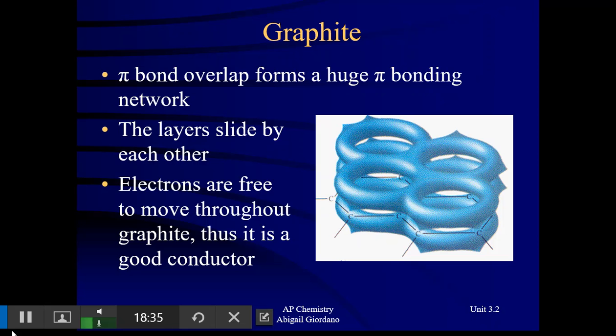The layers slide by each other and there is room for electrons to move around. So graphite is a good conductor. You do not want to put your pencil into the electrical socket because it will conduct beautifully. Please don't try that. Okay? But between the rings, there's room for the electrons to move around. So it's just another example of a network solid.